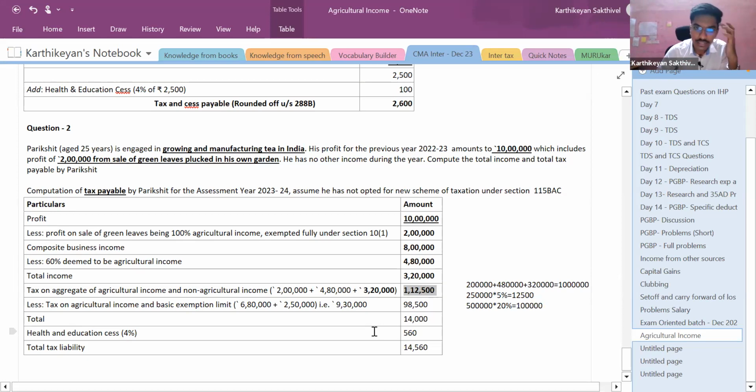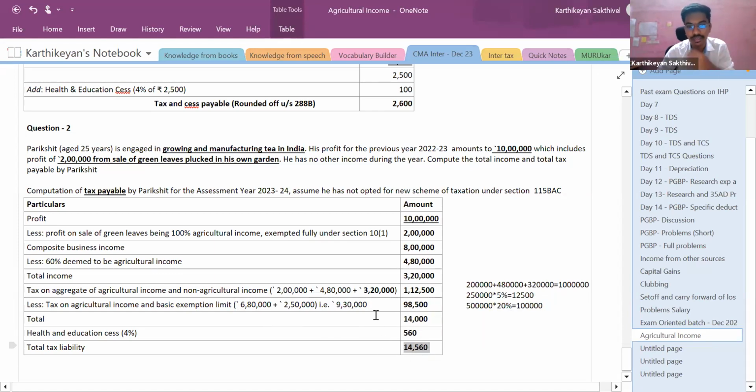Okay. Next, second point: what is my step 2? I should take my agricultural income and the basic exemption limit. So what is my agricultural income? 2 lakhs plus 4,80,000, that is 6,80,000. What is the basic exemption limit? 2,50,000. So for this 9,30,000, again I should compute the tax, which is nothing but 98,500. So step 1 minus step 2 is going to give me my total tax before cess. Then I should add cess and pay the taxes.